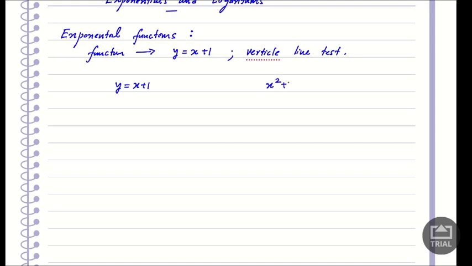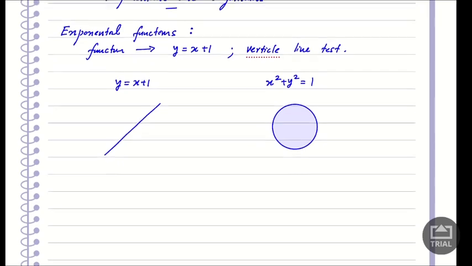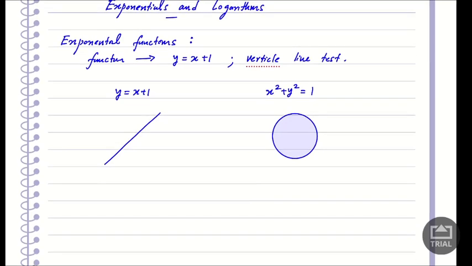Vertical line test. Okay, so if you have a function like this, y is equal to x plus 1 versus x squared plus y squared is equal to 1. So this is a circle, right? And this is a straight line. Yeah, so now you will see that this is the equation with x and y, and this is the equation with again x and y, right?